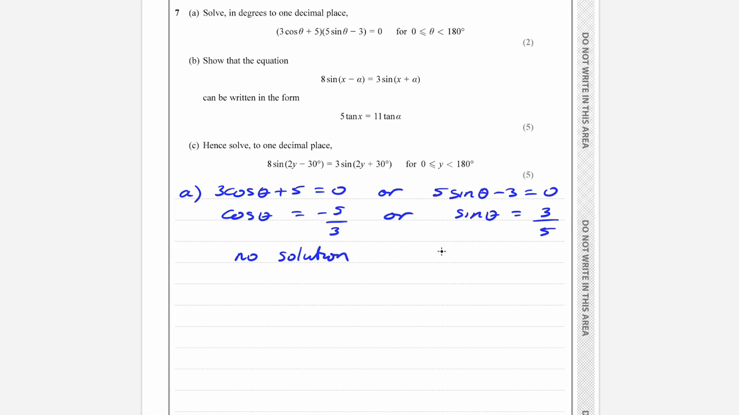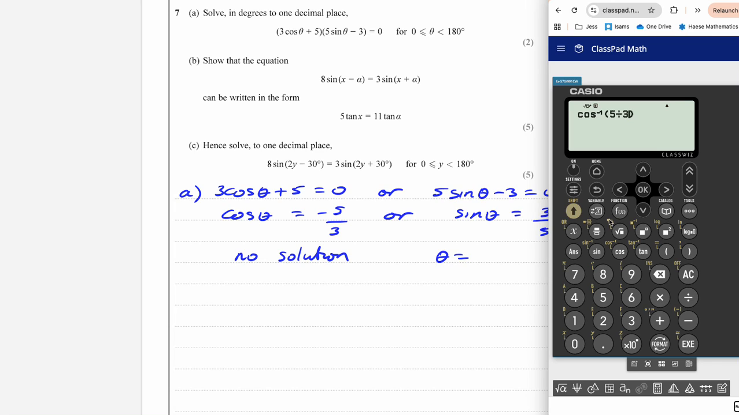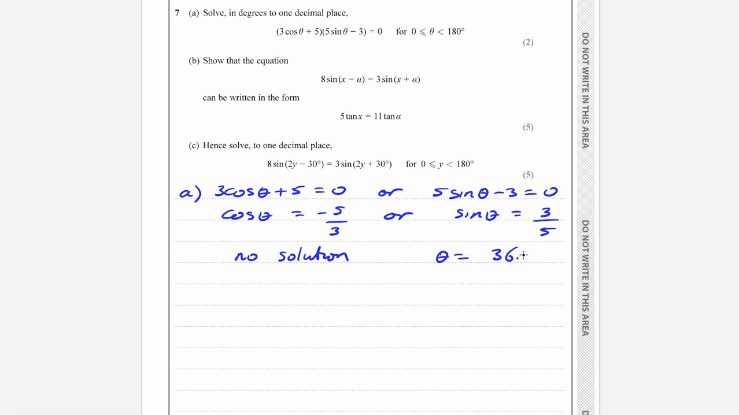And then this one, theta is therefore equal to, if we do inverse sine, we're in degrees, guys. So inverse sine of 3 over 5 is 36.9, to 1 decimal place. 36.9. But it's between 0 and 180.